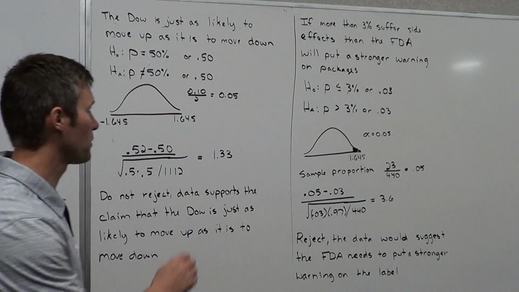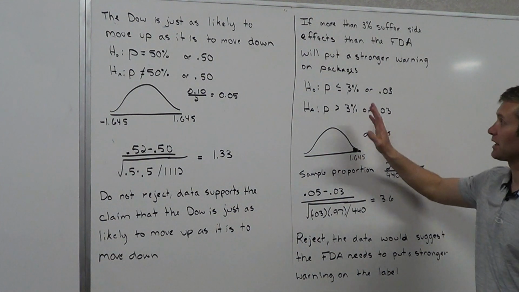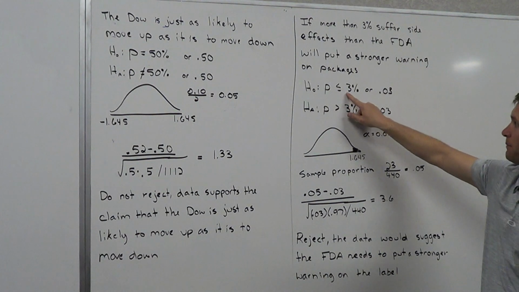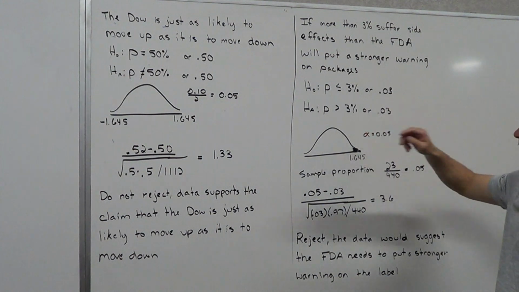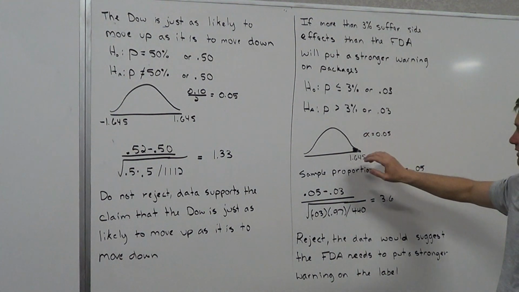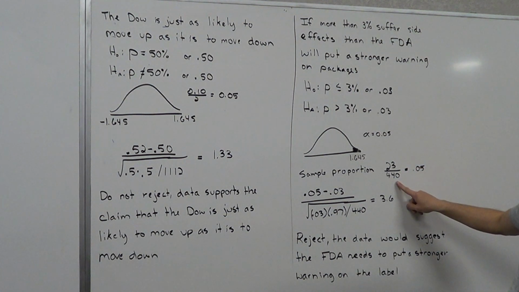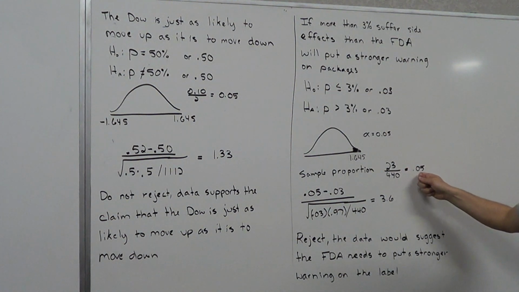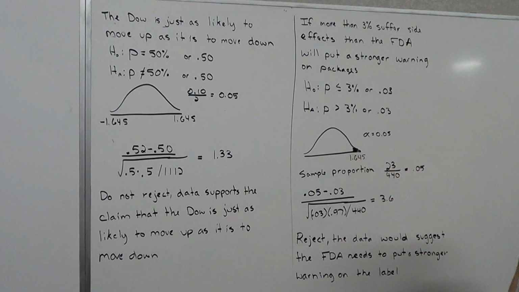The last one is, if more than 3% suffer side effects, then they're going to put a stronger warning label on it. So we're going to test the opposite and say, assume the opposite, that it's less than 3%. Then our sample comes back at more than 3%. So we could say 3% or 0.03. It's a one-tailed test. Now our sample proportion is 23 out of 440 sampled suffered adverse side effects. So this is going to be an upper tail test. Our sample proportion is 0.05. So we're just testing the upper tail, 1.645.